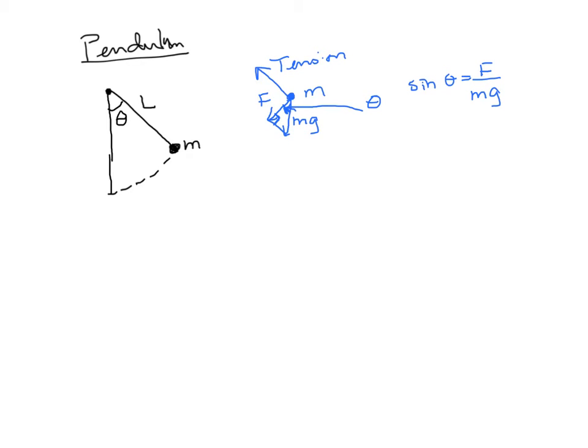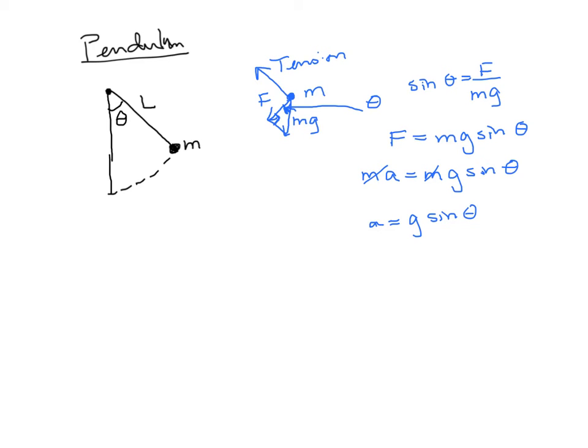So this means if I multiply by mass times gravity, I have a force equal to mass times gravity times the sine of that angle. All right, so there is part of this puzzle. Now the other part is that force is equal to mass times acceleration using Newton's law again. So force is equal to mass times acceleration, mass times gravity, sine of theta. Masses cancel. I've got acceleration is equal to gravity times the sine of theta. Okay, so there's one piece of the puzzle.